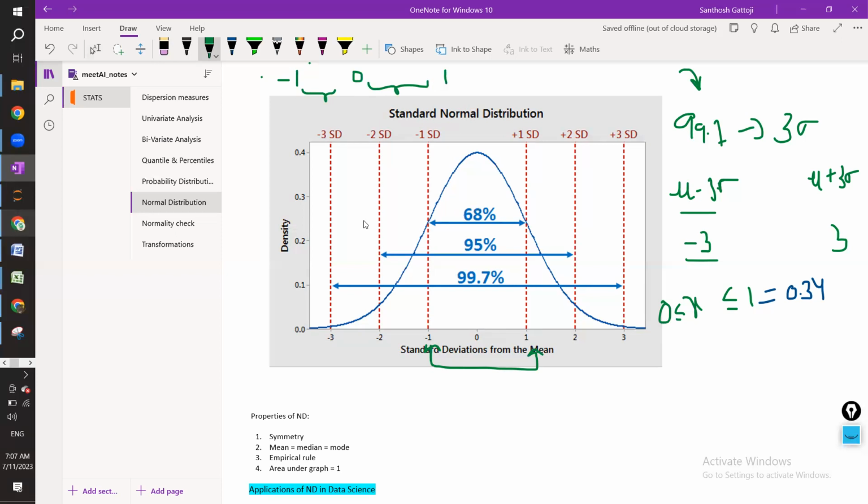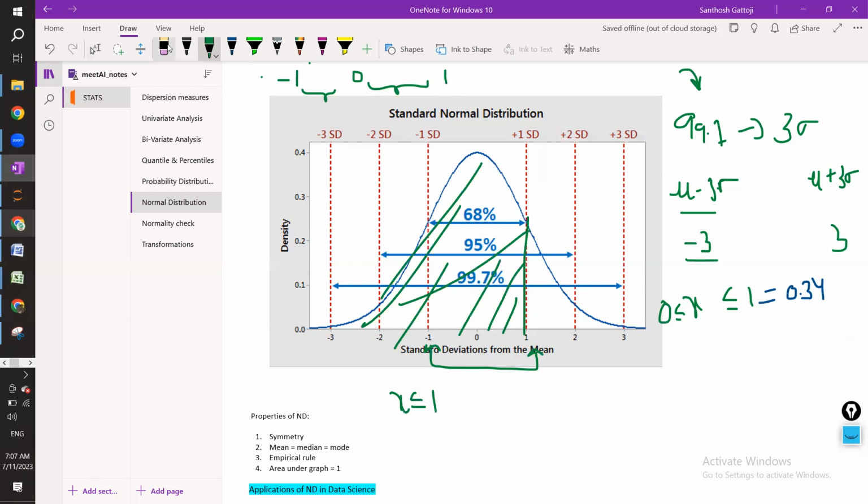That is what the rule is saying, the empirical formula. But now let's try to see that. First we'll calculate the area between 0 and 1. It is very simple, right? How will you get the area? If you say x is less than or equal to 1, you will get all this area, this complete area.